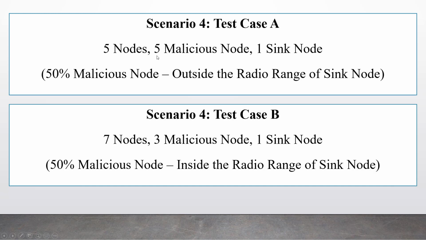But here what I'm doing, all the 5 malicious nodes I'm going to keep outside the radio range of the sync node, and here I'm going to keep them inside the radio range of the sync node. So test case B is going to have more impact, and we are going to evaluate the results of all these cases: scenario 1, scenario 2, scenario 3, scenario 4. In every scenario we have two test cases. For all of these we are going to have a comparison of which has more effect on the network. This is what we are going to do as part 1.